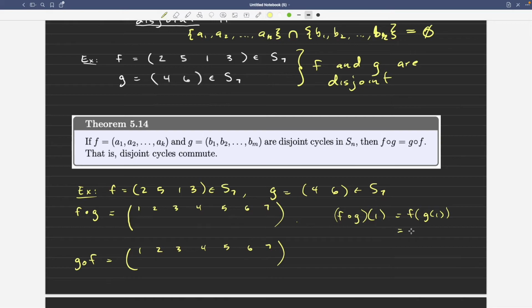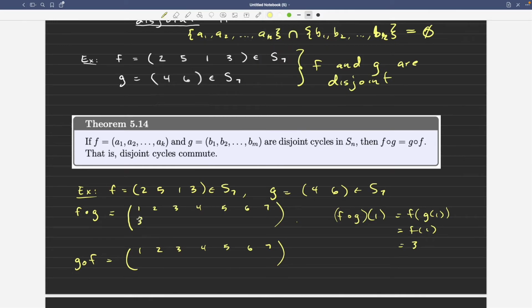So this would be F of 1. And then now I'm looking at F of 1, and I go, okay, where does 1 go in F? Well, 1 goes to 3. So in the composition, I just get 3. And so I get my first entry here, 1 goes to 3.